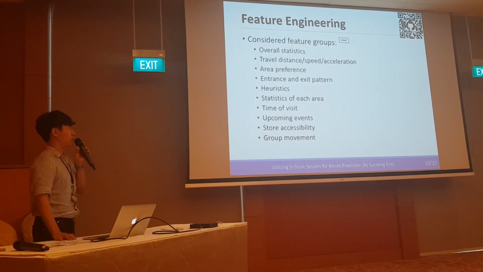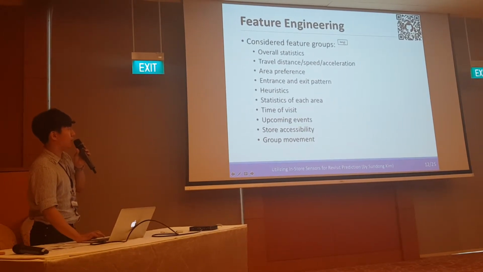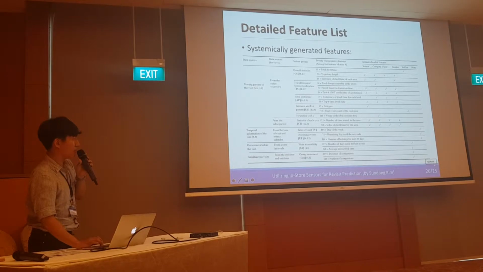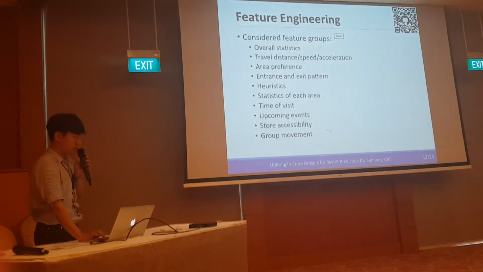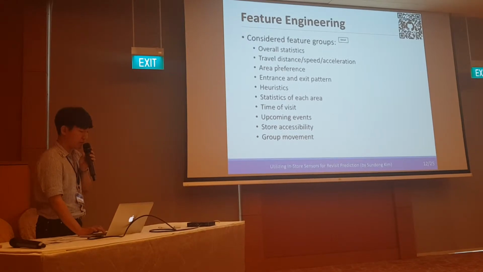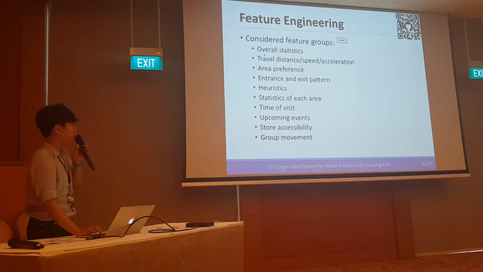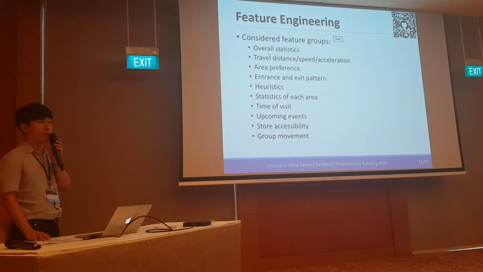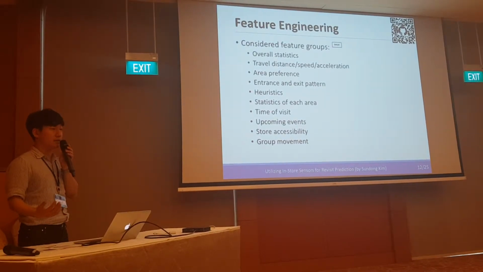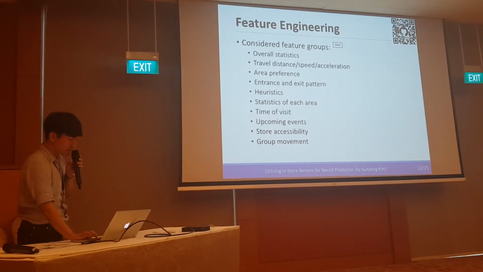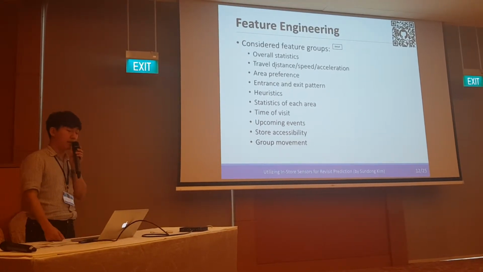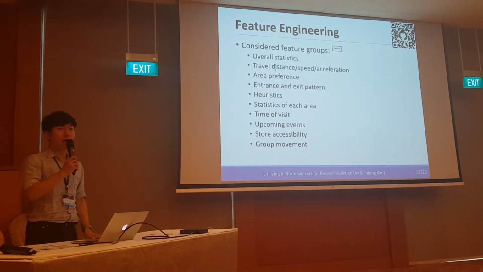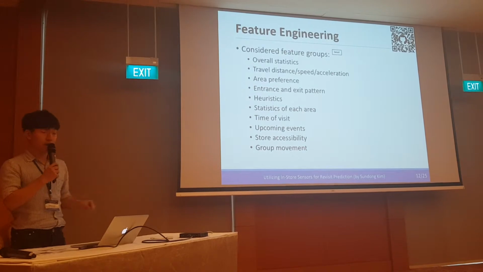Here is the set of our features. You can find the details of our features in our paper, but we'll show some representative features. Let me introduce some characteristics of our features. First is overall statistics, like how long a person spent inside the store and how many areas he covered, and some other statistics like variance. Then travel distance, speed, and acceleration. Since we have the store's floor plan, we can see how fast people are moving inside the store.